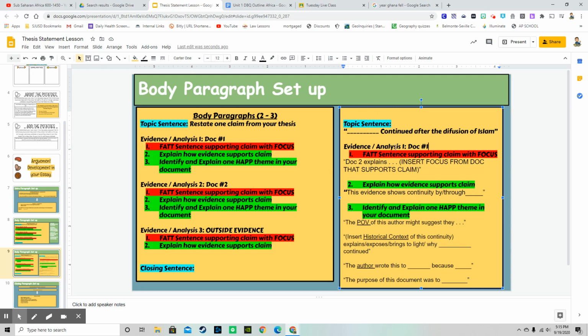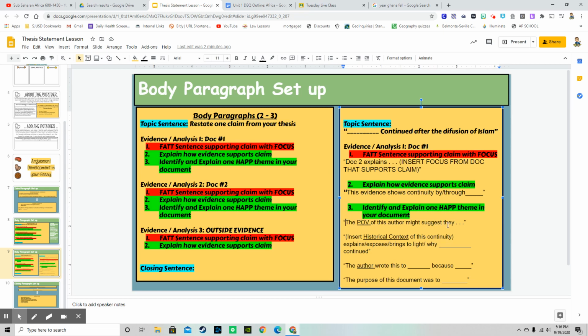I'm just using this as an example. So after your topic sentence, you would then go from each piece of evidence that you have, fat sentence them, explain how they support your claim, and then explain how the HAP within that document, one theme from the HAP in your document, supports your claim. So for example, for my fat sentence, for my DBQ, I would say Doc 2 explains what, and then insert the evidence that supports the claim that I made here. Okay, then I would explain how that supports the claim. This evidence shows continuity through what? Okay, you tell me. Now, the third part is going to identify one HAP thing, just one. So you don't need to do all 4 of these sentences. You just need to pick one.